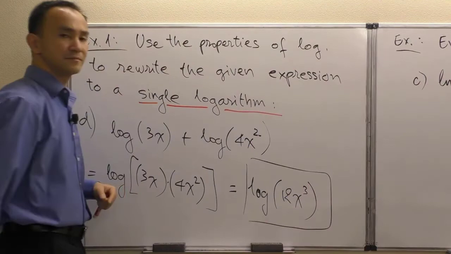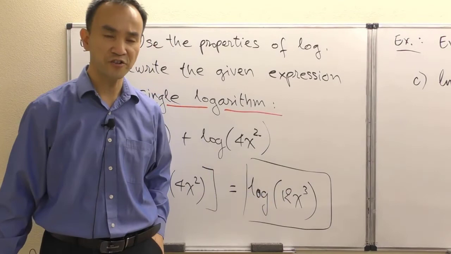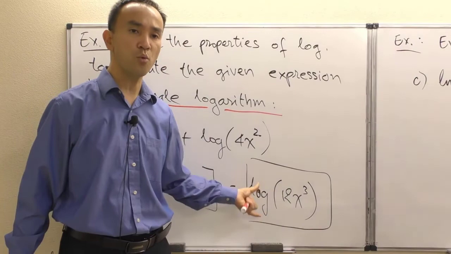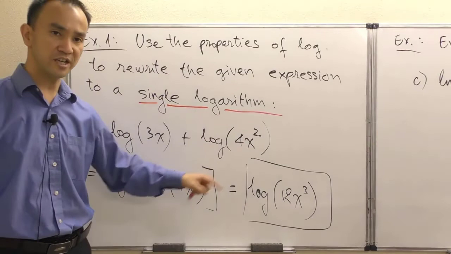We still don't have to worry about the power here. We still don't have to worry about the fact that it has a coefficient inside. That's not what we need to worry about, because in the end, all we have here is already one logarithm form, and it looks quite simplified inside of the log. We're done. All right. So let's look into another one.